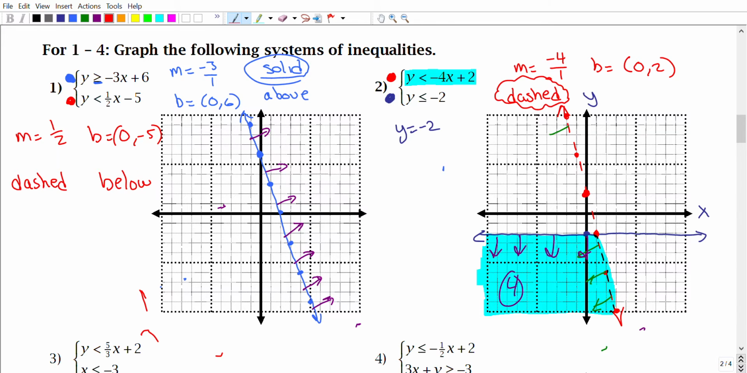Okay, let's put that all together. First things first, draw your y-intercept. So (0, -5) is right there. Slope is 1. Whoops, sorry about that, guys. Slope is 1 up, right 2. 1 up, right 2.